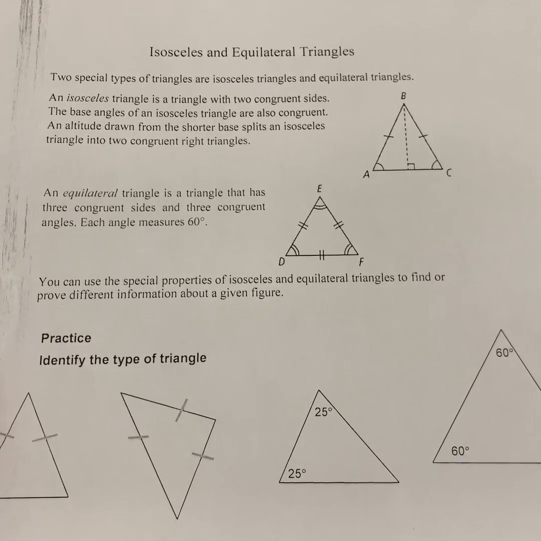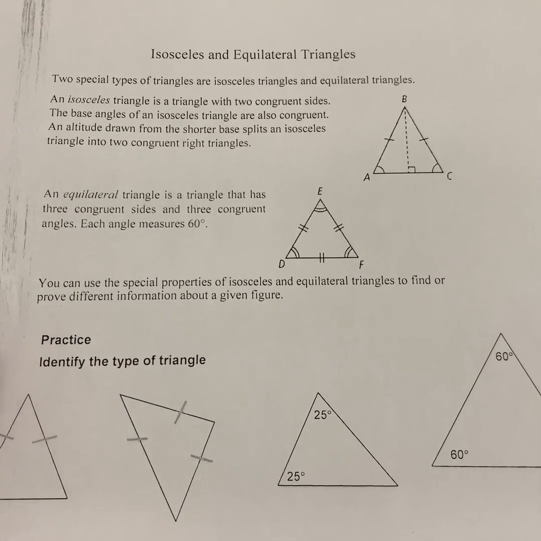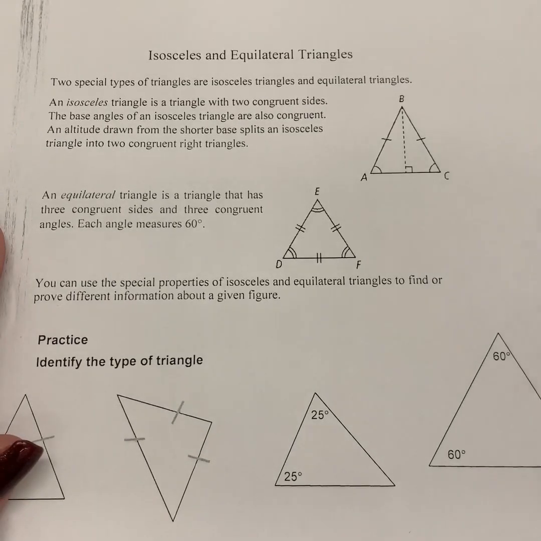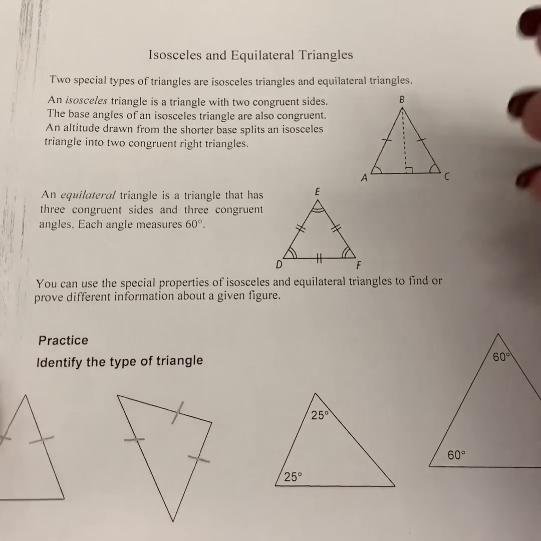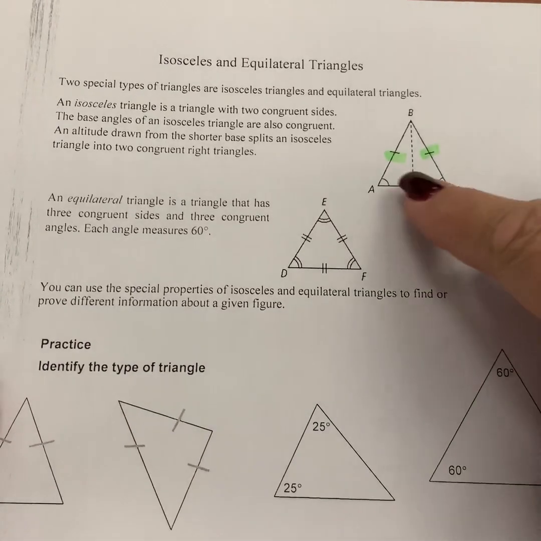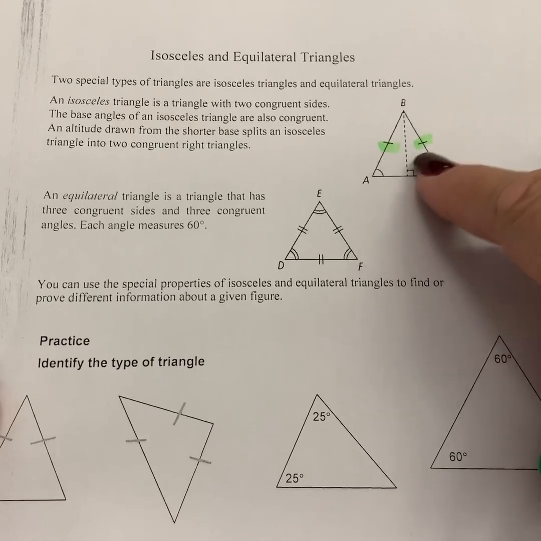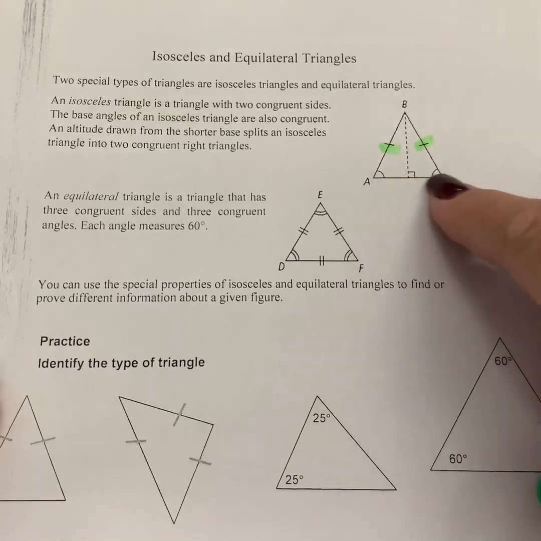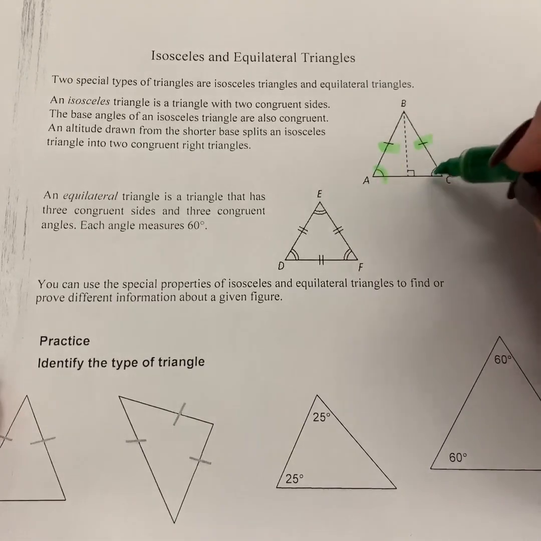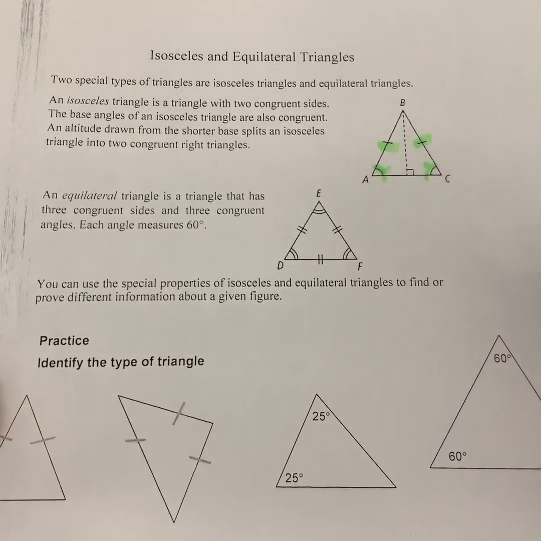Today we're looking at two special kinds of triangles, isosceles and equilateral. An isosceles triangle is a triangle with two congruent sides. Notice that these are marked congruent. The base angles, which are the ones at the bottom next to the not congruent side, are also congruent to each other. The base angles are congruent.